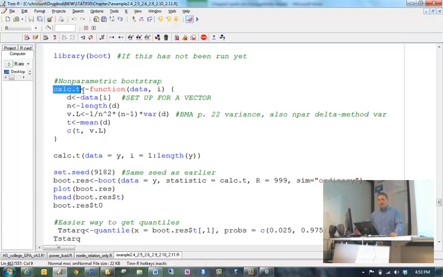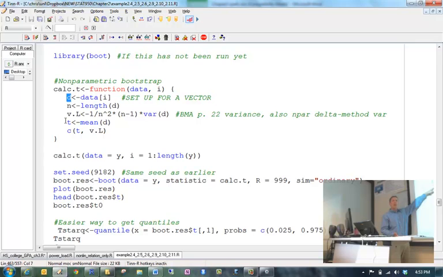So I write calc.t gets a function. I'm going to pass in 2 bits of information, data and i. So first argument, the first line of code, d gets data[i]. When i contains the indices, this allows me to get the resamples, find the sample size. The fourth line calculates the actual statistic that estimates my parameter, mu, so it calculates t. Here's my v. If it's based upon the original data, this would be v. If it's based upon a resample, this would be v star.